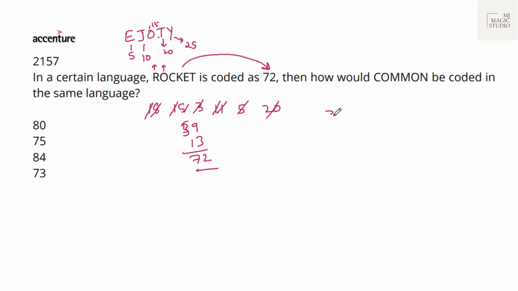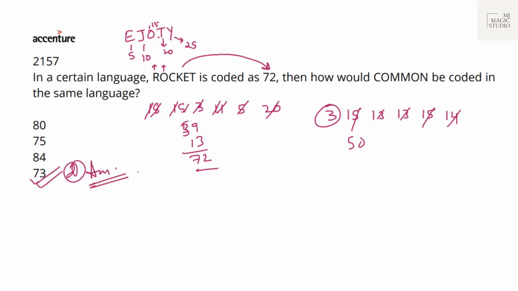So COMMON. C is 3, O is 15th, M is 13th, 15th, N is 14th. So 1, 2, 3, 4, 5, 50, 60, 70, 73. 73 is in option D. That is the answer.